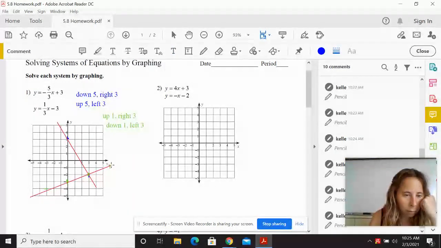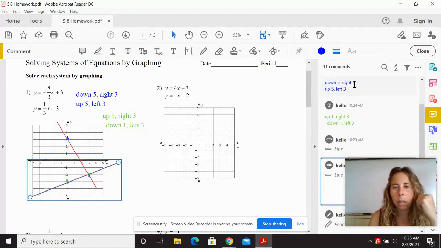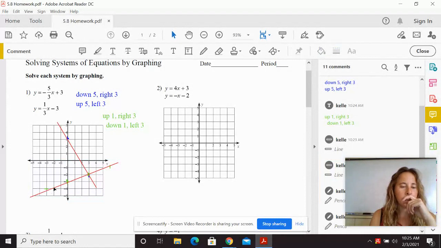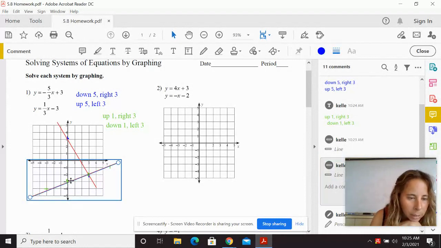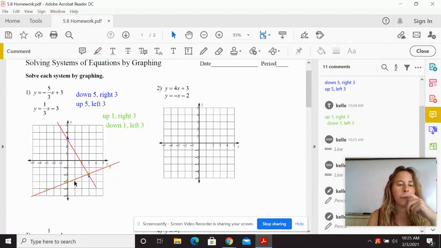I don't know if I can make it a different color. Let me see. I don't think I can. Okay, well, there are my 2 lines. Oh, this one needs to move up just a tad. It's kind of better. It should be intersecting that point too.